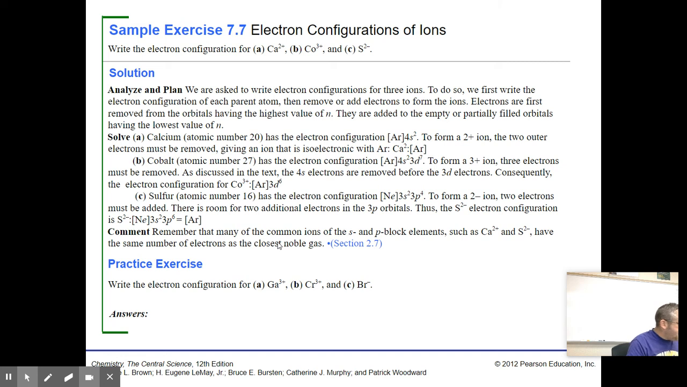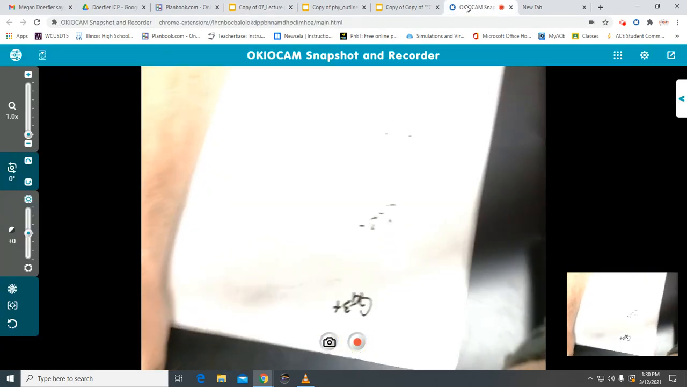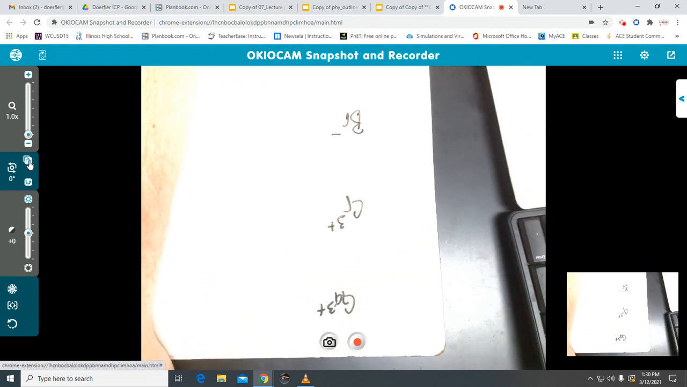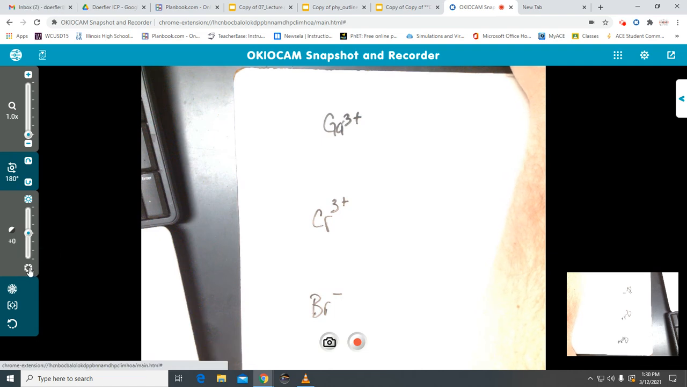So let's look at gallium 3+, chromium 3+, and bromine 1-. Okay? So if we look at gallium, oops, that needs to be upside down. All right, and dimmed a little bit.